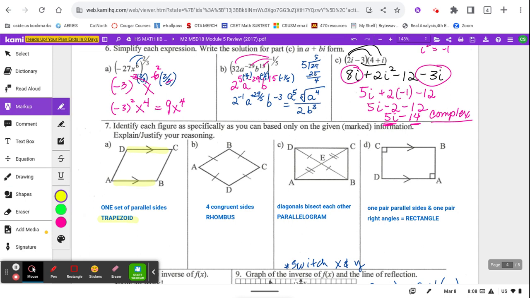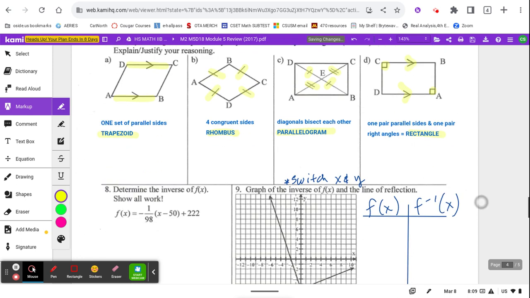4 congruent sides, that's the definition of a rhombus. Diagonals that bisect each other, that only occurs in parallelograms. One pair of parallel sides and right angles equals a rectangle. So see if you got those right.